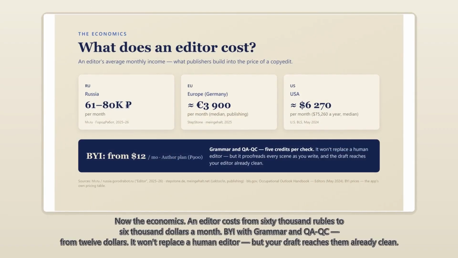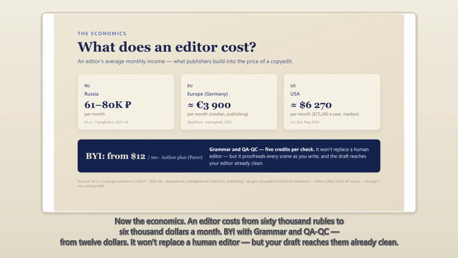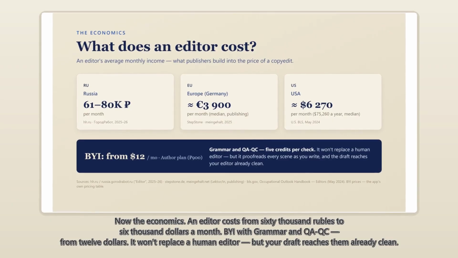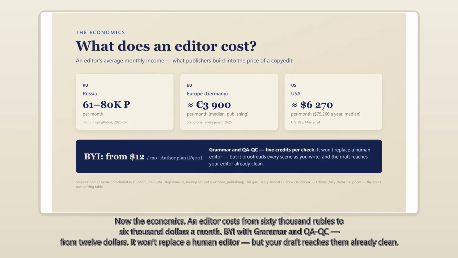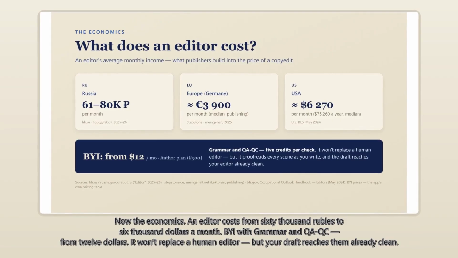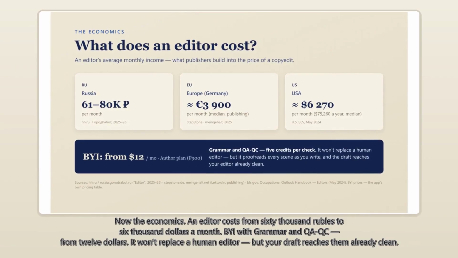Now the economics. An editor costs from 60,000 rubles to $6,000 a month. BYI with grammar and QAQC from $12. It won't replace a human editor, but your draft reaches them already clean.